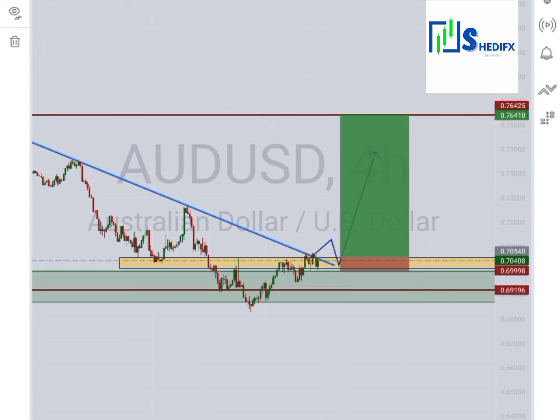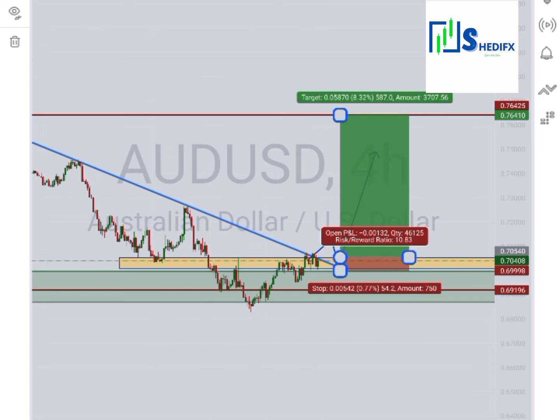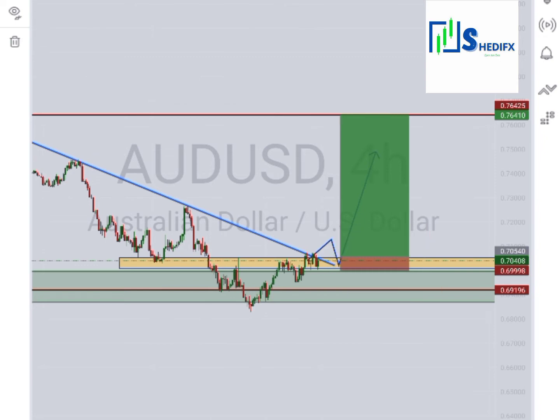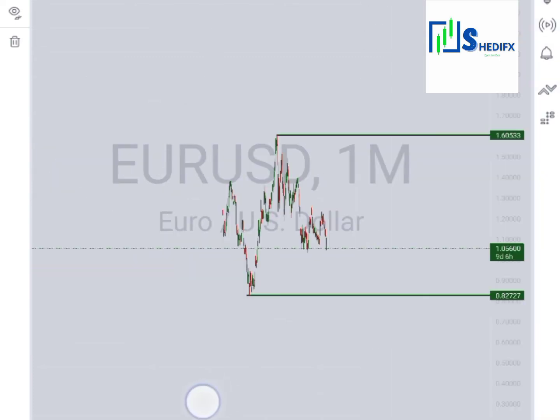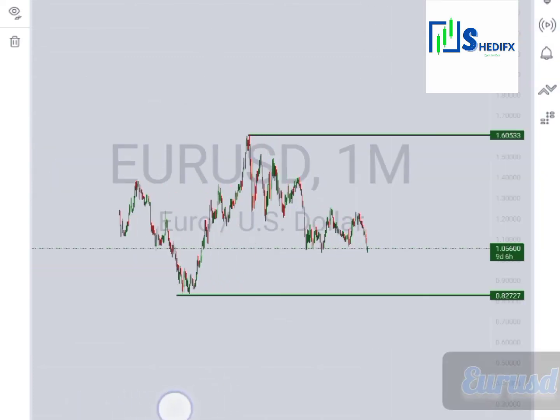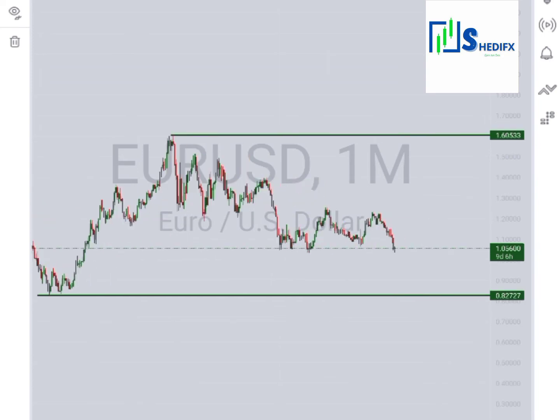All right, so this should be my anticipation for AUD USD. So guys, we'll be looking at the next pair. The next pair I have here is EUR USD. So I'll be marking out my structures now in the market.